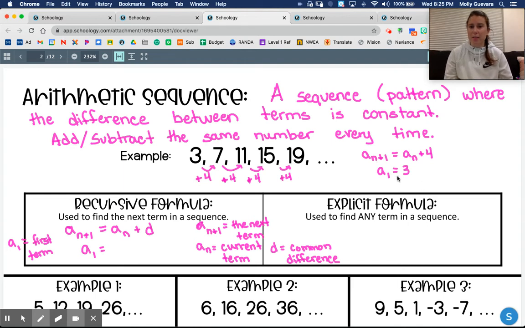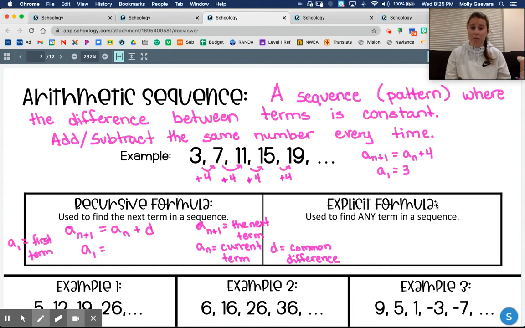So all this tells me is, hey, the first term is 3. And then the second term will be 3 plus 4, which is 7. And then the next term will be 7 plus 4, which is 11. And then the next term will be 11 plus 4. So it's just telling me I'm adding 4 every time, but I'm starting at 3.